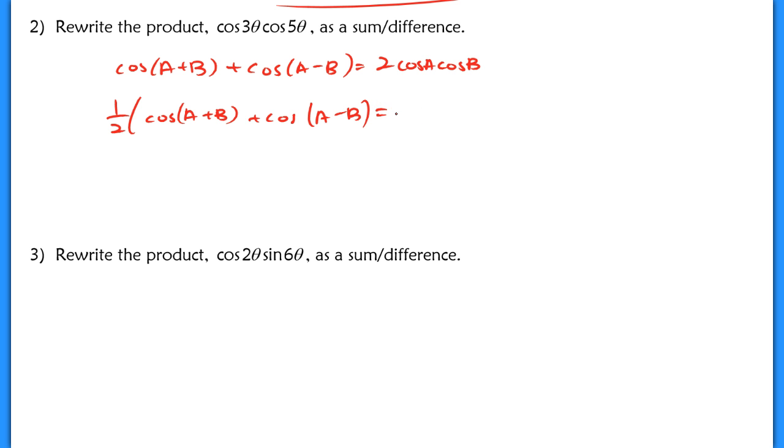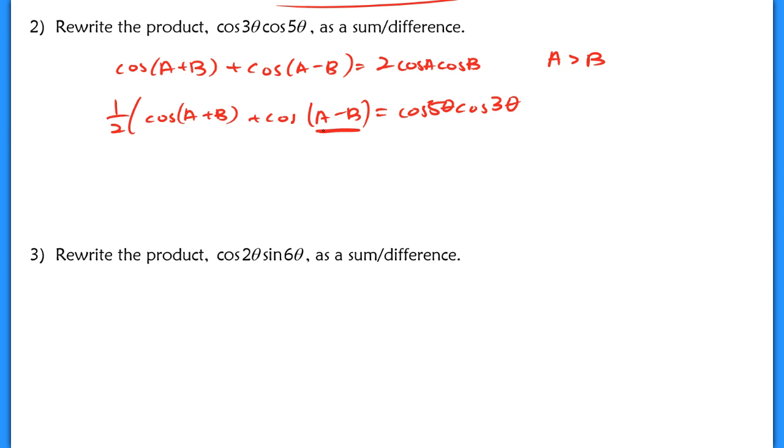Now, another thing we want to talk about is the fact that we like to have a greater than b, right? That's our special note: make a greater than b. So in this case, it would be better if I just wrote that as the cosine of 5 theta times the cosine of 3 theta. That's no big deal, right? The multiplication is commutative, so I can do that. And that will let me have positive values inside here.